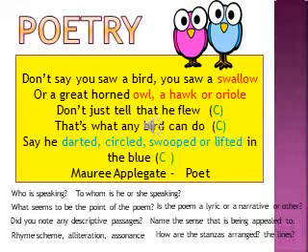Don't say you saw a bird. You saw a swallow, or a great horned owl, a hawk, or oriole. Now, the words in red are all different kinds of birds. Don't just tell that he flew. That's what any bird can do. Say, he darted, circled, swooped, or lifted in the blue. Now, the words in blue again are all words describing the action.